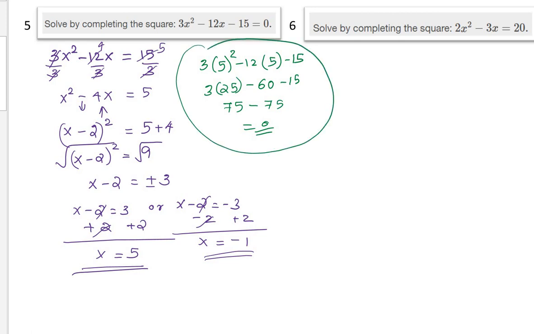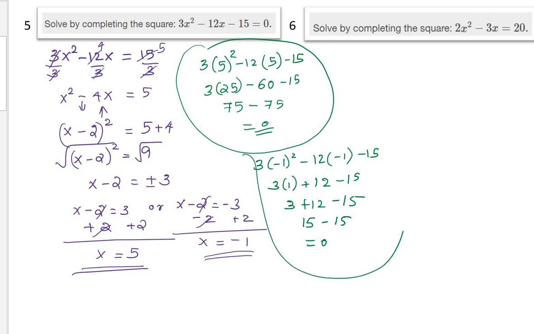Okay. And similarly, we can try x is equal to negative 1 also. So 3 times negative 1 square minus 12 times negative 1. I can keep that inside the parenthesis. Minus 15. So 3 times negative 1 square is 1. So 3 times 1, minus times minus, that becomes plus 12 minus 15. 3 plus 12 minus 15. And you know 15 minus 15, that's equal to 0. I just want to verify whether it is a solution or not. Okay. So that satisfies the equation. So that's why it is a solution. So what are the solutions of that given equation? x is equal to 5 and x is equal to negative 1.